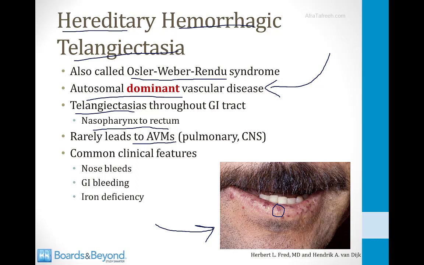Rarely, this condition leads to the formation of AVMs, which are arteriovascular malformations. These are large clumps of blood vessels that can develop in the pulmonary vasculature or in the brain. Common clinical features of hereditary hemorrhagic telangiectasia are nosebleeds, GI bleeds, and iron deficiency anemia, and this is all from the blood loss of these multiple telangiectasias throughout the GI tract.